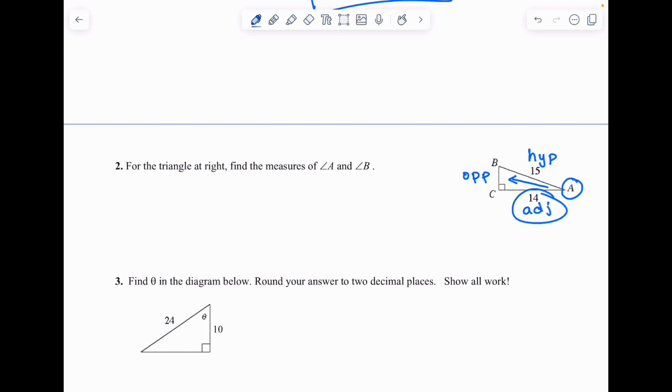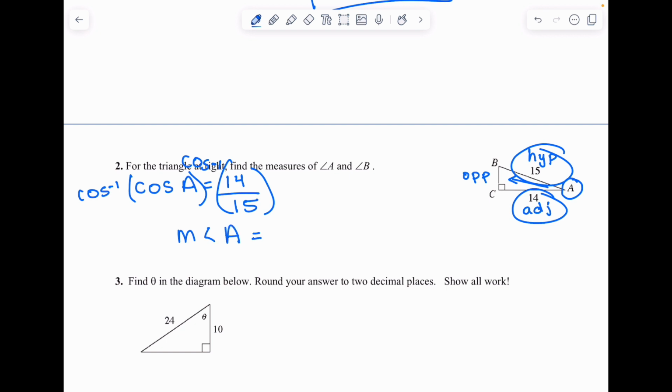So I have the adjacent and hypotenuse sides. That means that I'm going to use cosine because I have A and H. So I would say the cosine of angle A equals adjacent over hypotenuse. So that's 14 over 15. And then to get angle A, I have to take the inverse cosine of both sides. So inverse cosine, and I would type into my calculator the inverse cosine of 14 divided by 15, and that tells me that the measure of angle A is 21 degrees.